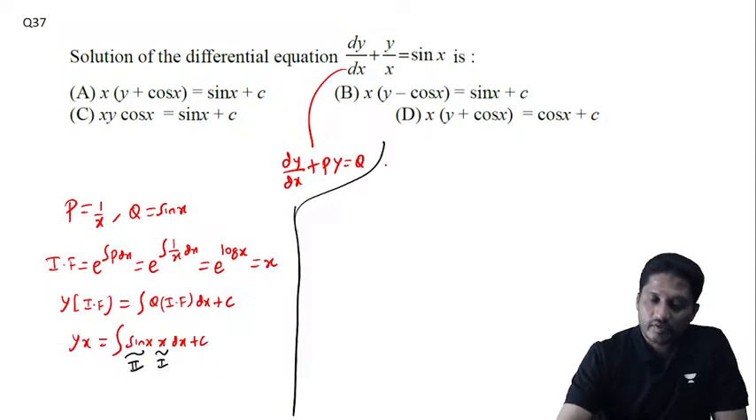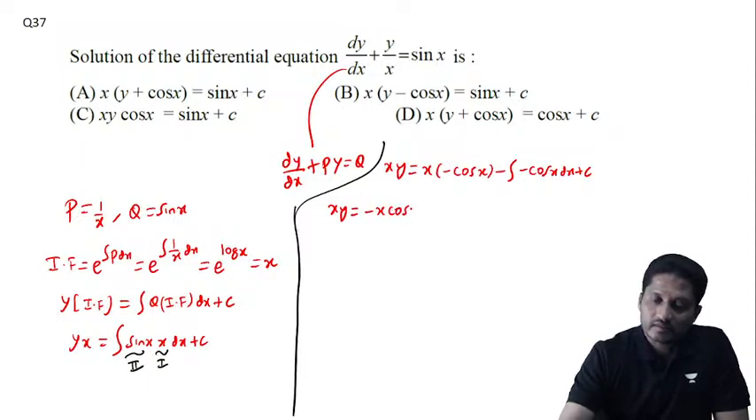Okay, now x into y is equal to first function into integral of second function, minus integral of second into differentiation of first. So you get x into y is equal to minus x into cos x. Minus and minus is plus, integration of cos x is sin x, and plus c.